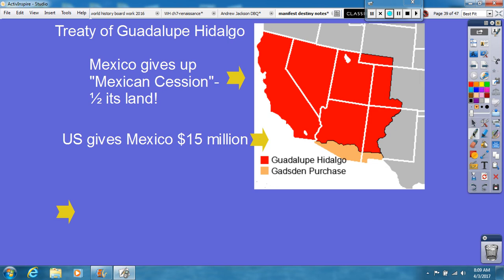Now, I want to call your attention to this little orange area right here called the Gadsden Purchase. We're going to be talking about that next. We do not buy that yet, but I want you to think right now, why is this piece of land so important for us to buy? Okay.